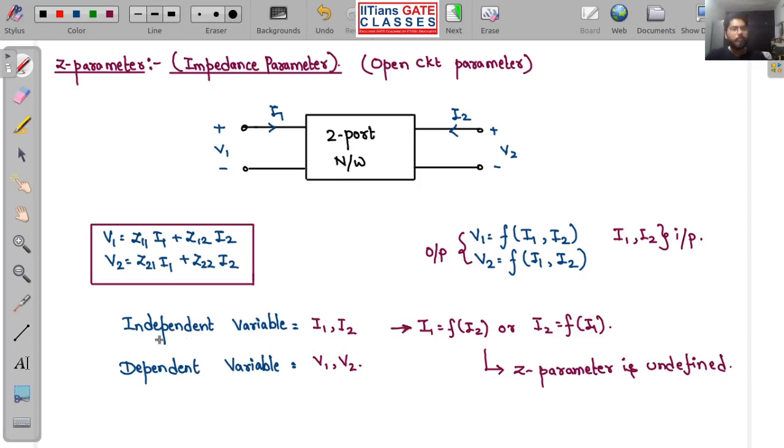Always, in any of the parameters that we are going to see, the independent variables should be independent of each other.